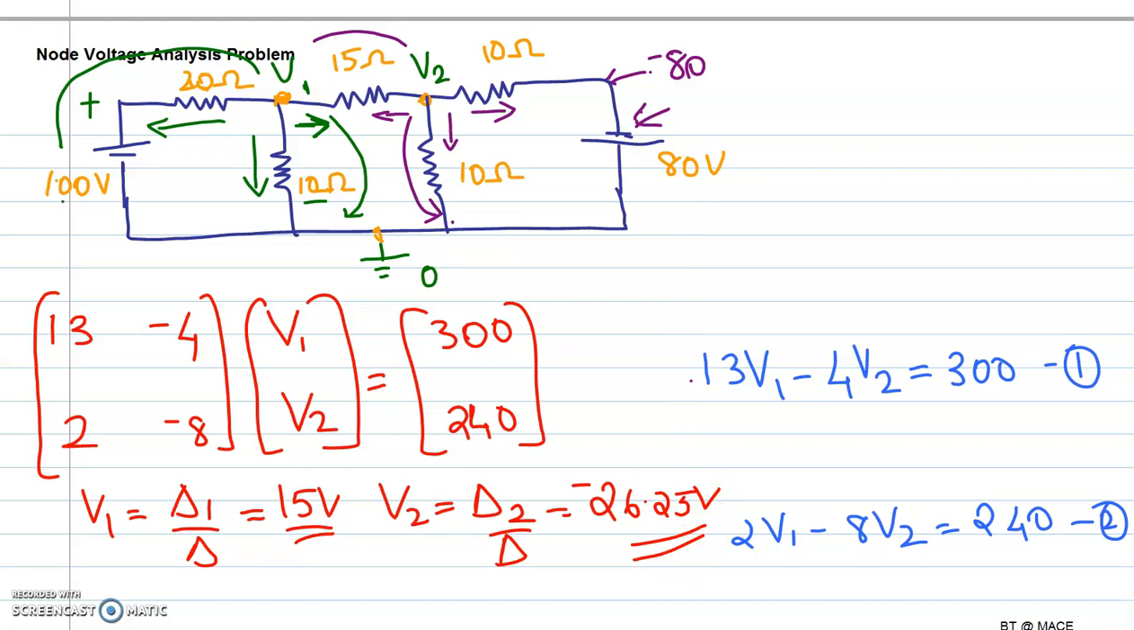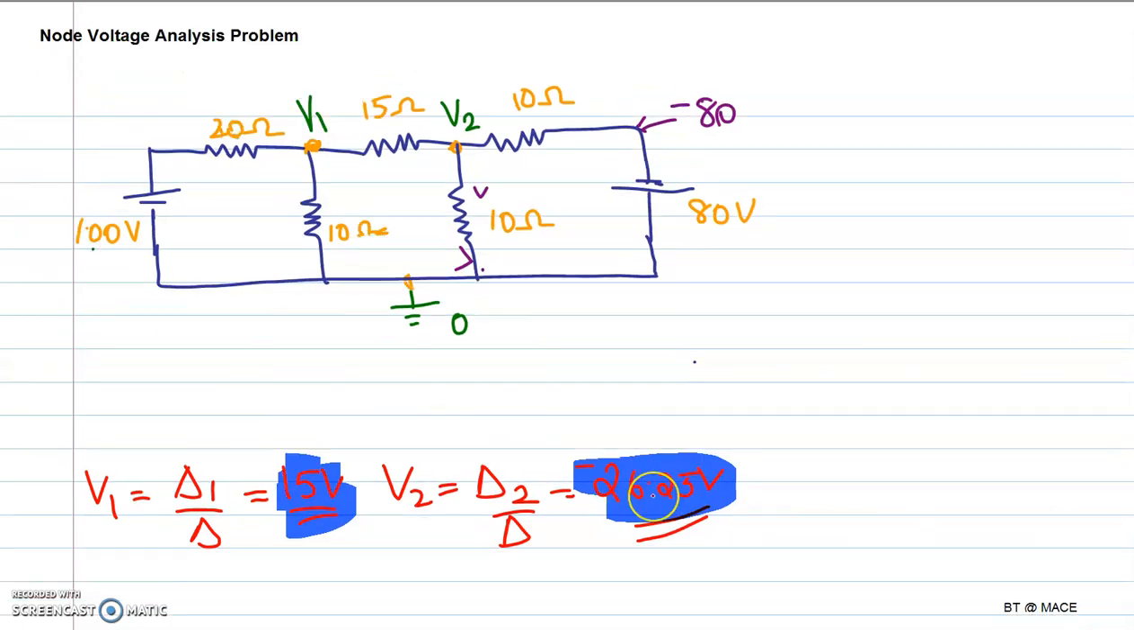Of course, this equation could also have been reduced to v1 minus 4v2 equal to 120, but that doesn't matter. So now we have the voltage values: v1 as 15 volt and v2 as minus 26.25 volt. Our next intention is to find the currents through the respective resistances. First we will find the current through the 20 ohm resistance. In this 20 ohm resistance, the voltage v1 we got as 15 volt.